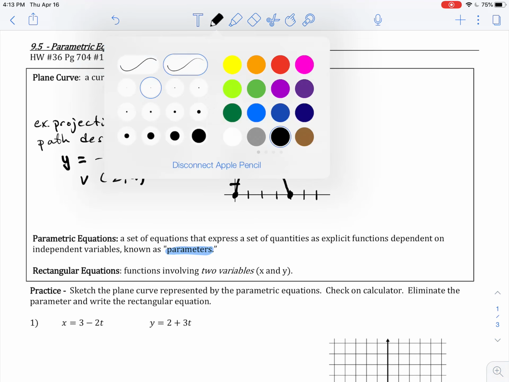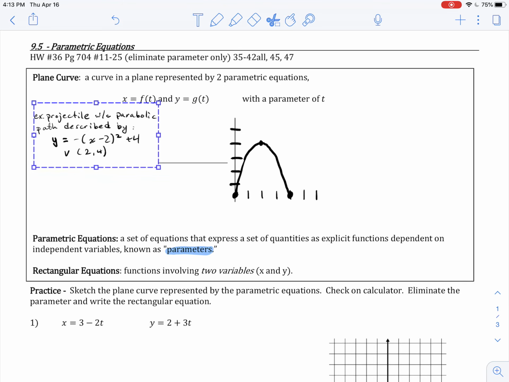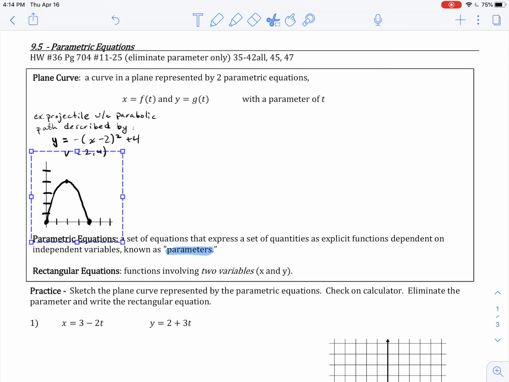So for now, don't worry so much about how we're getting these, but let's come up with a set of parametric equations that would be used to describe this same exact rectangular equation here. And let's go ahead and just make this a little bit smaller so that we have some space to work with. I'll just move that over here. Let's go ahead and move that back over there. And let's move this graph over here.